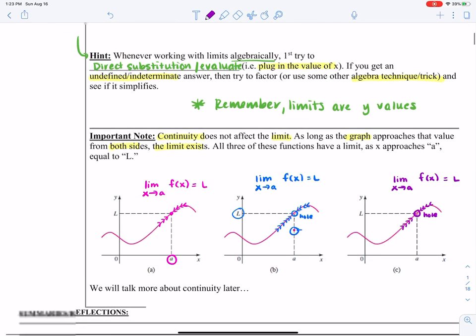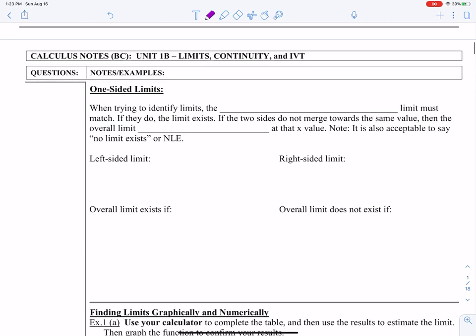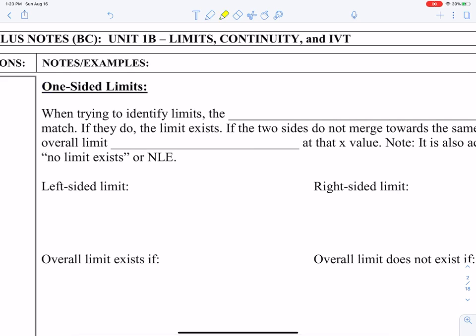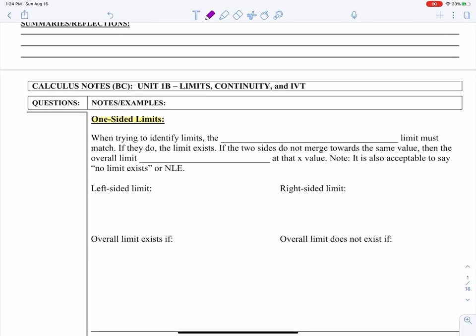So on this note of continuity, which we'll continue to talk more about being a continuous function later, you've heard me say from the right side and from the left side. So let's talk about sided limits. So we can actually evaluate one-sided limits. And when we do talk about one-sided limits, the left and the right sided limit must match. If they do, the limit exists.